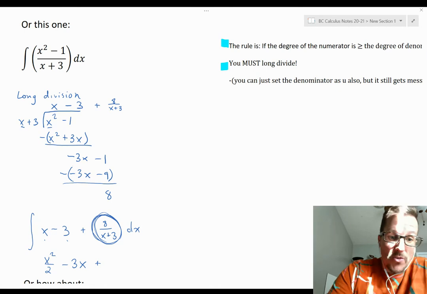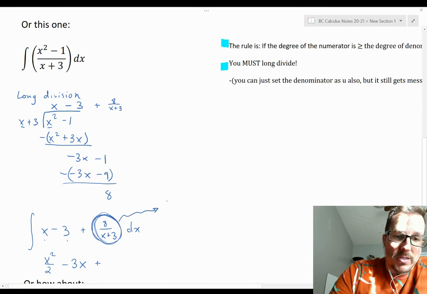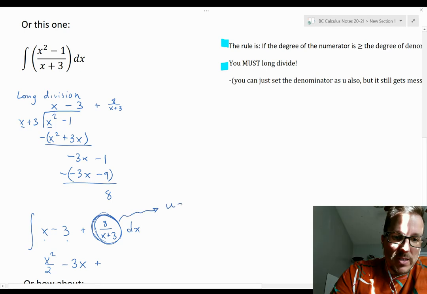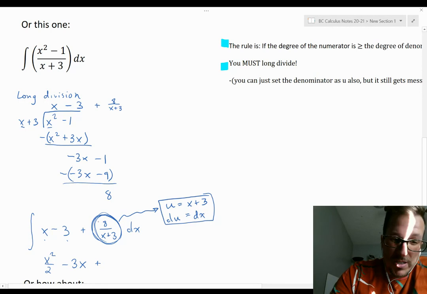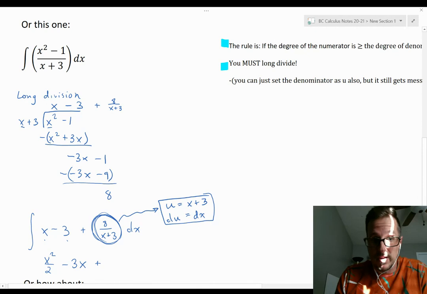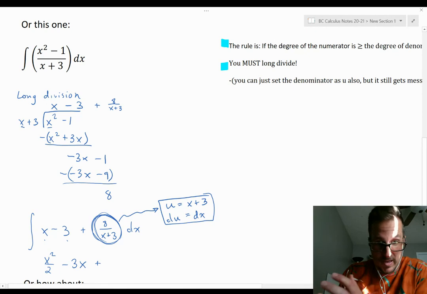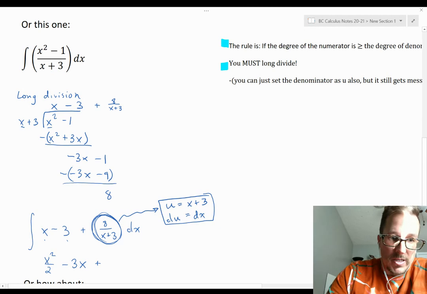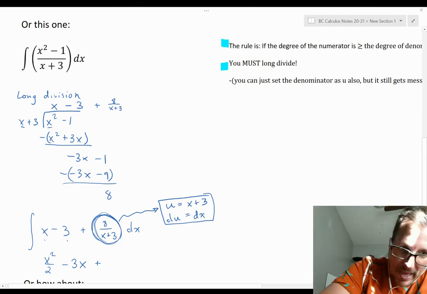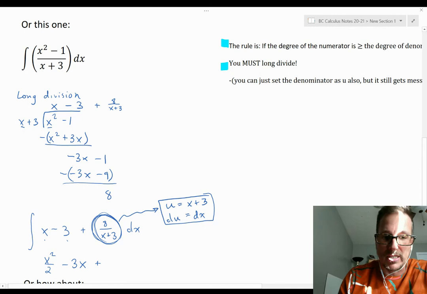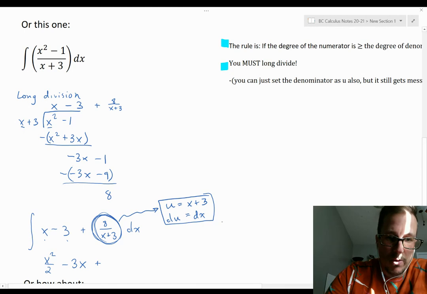Well, let's try a little u substitution. So let's say if u is the entire denominator, x plus 3, then du is a straight swap for dx. So I can rewrite just that one part. Remember, if I have a sum or difference of functions, I can integrate them independently of one another. So it's not like a u substitution that I've got to apply to every single piece, only this piece that I need it for. So that would look like the integral of 8 over u du.